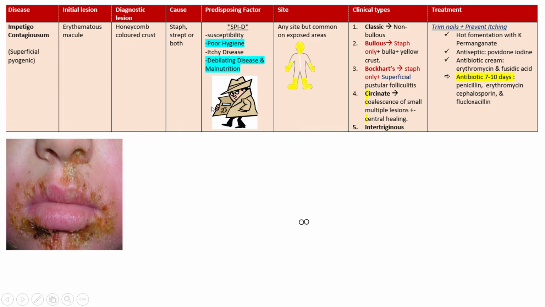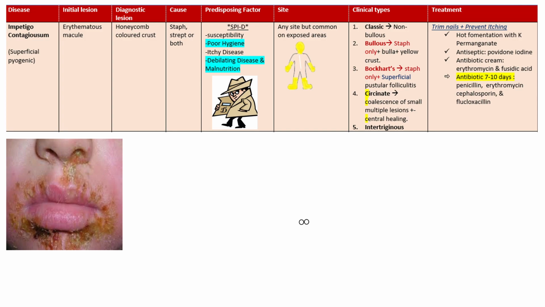For the predisposing factors, we can memorize them by SPI-D. In SPI-D, this is a picture of the spy, and his name is D. So SPI-D: S is susceptibility or personal susceptibility, P for poor hygiene, and I for itchy diseases. Itchy disease is a very important predisposing factor for impetigo, as frequent itchy diseases cause severe itching, which makes the patient scratch the skin, and this results in injury to the skin barrier, which allows the entry of pathogens such as Staph, Strep, or both, which later form impetigo contagiosum.